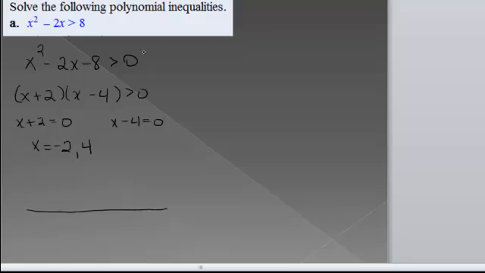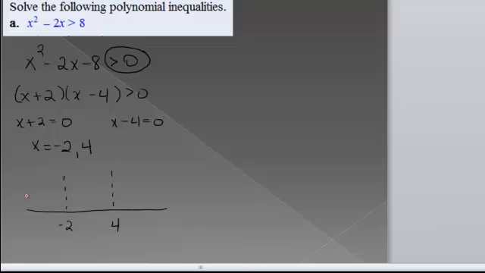Now this says strictly greater than 0. If I put -2 in here, it would actually give me 0. It can't be equal to 0 because this says it has to be strictly greater than 0. Because of that, I put a dashed line here just to remind me, hey, look here, do not include these points. The next thing that I want to do is pick some test points.